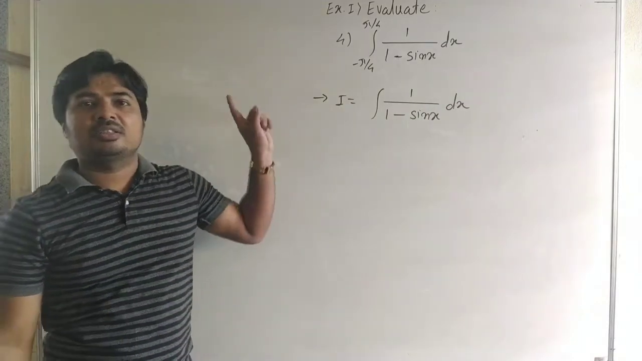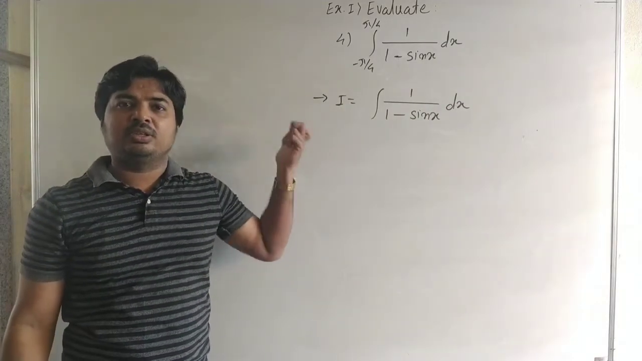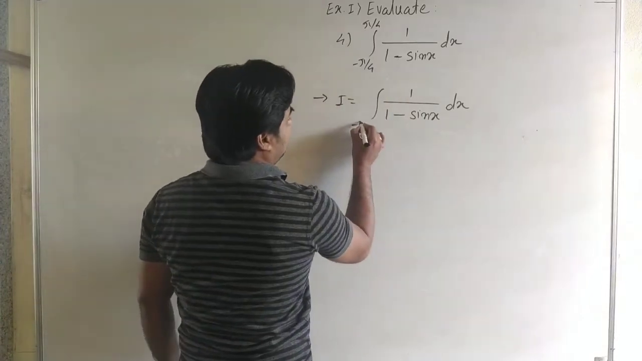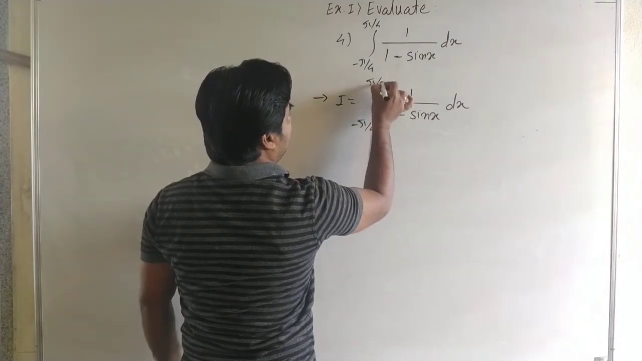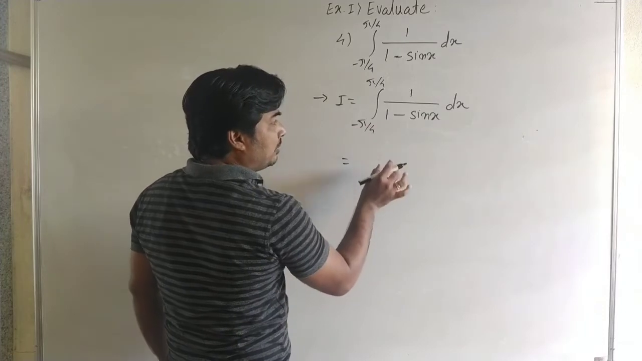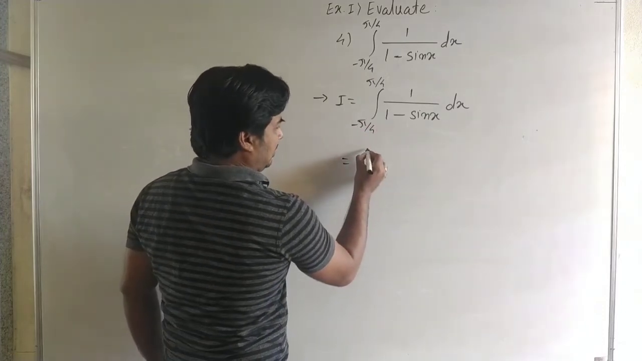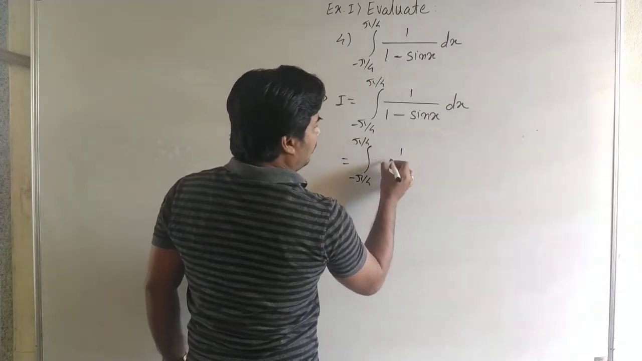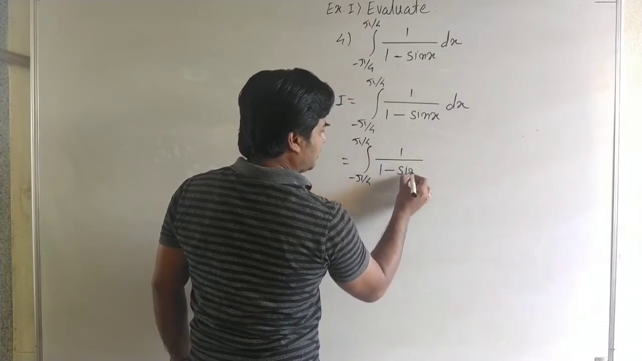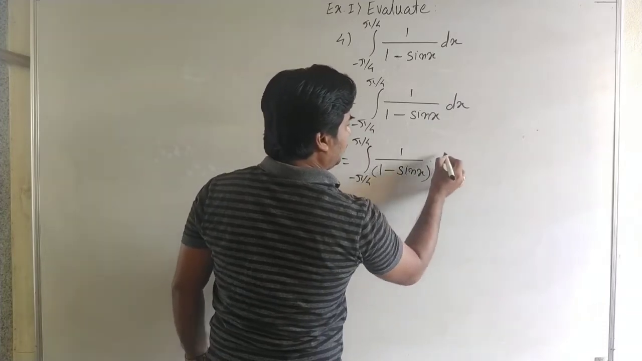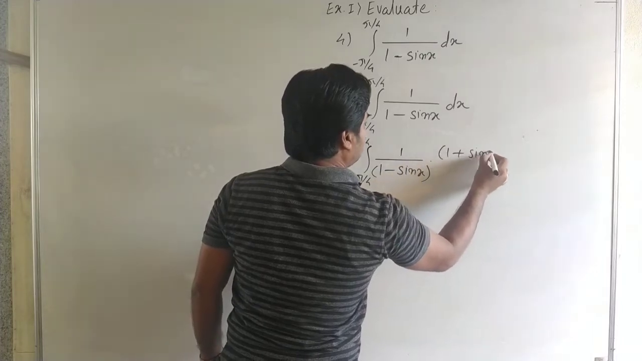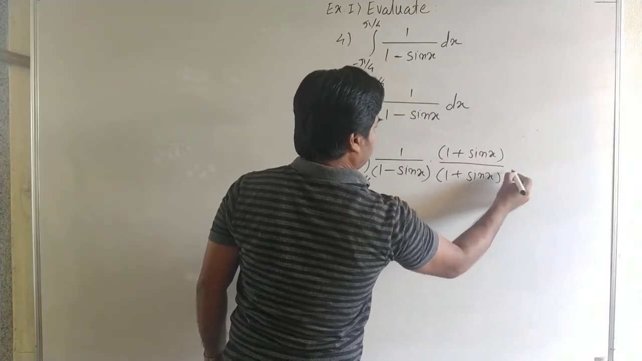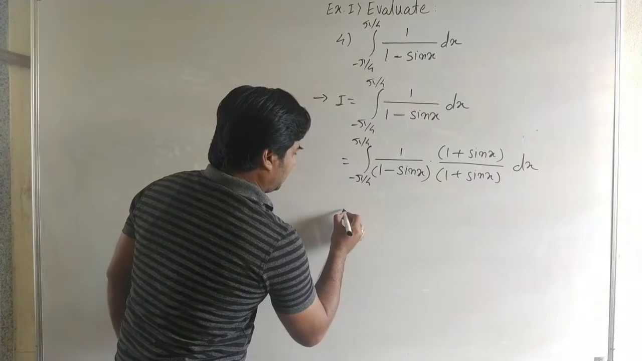in our last chapter, in the first exercise of the last chapter. Here 1 upon 1 minus sin x, but here the limits given are minus pi by 4 to pi by 4. Now to solve this integral we multiply numerator and denominator by 1 plus sin x. Therefore it is the integral from minus pi by 4 to pi by 4 of 1 upon 1 minus sin x into 1 plus sin x upon 1 plus sin x dx.